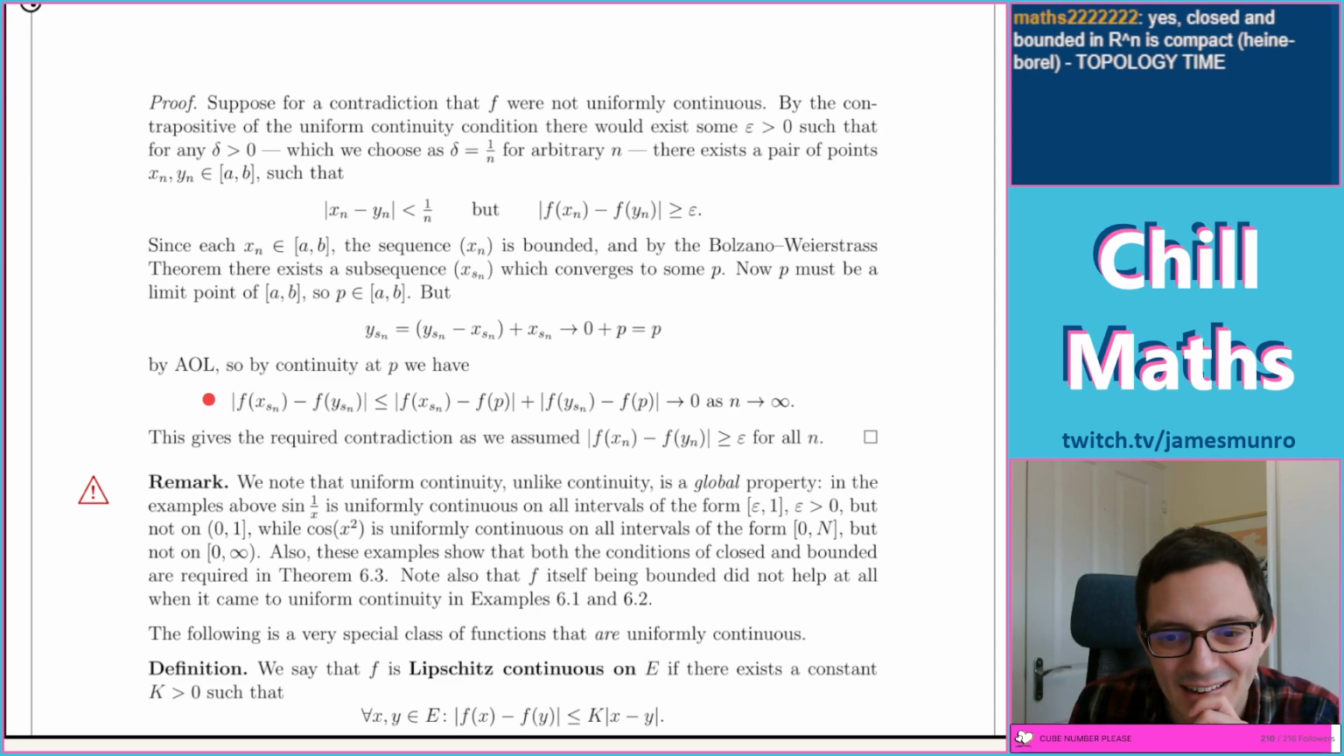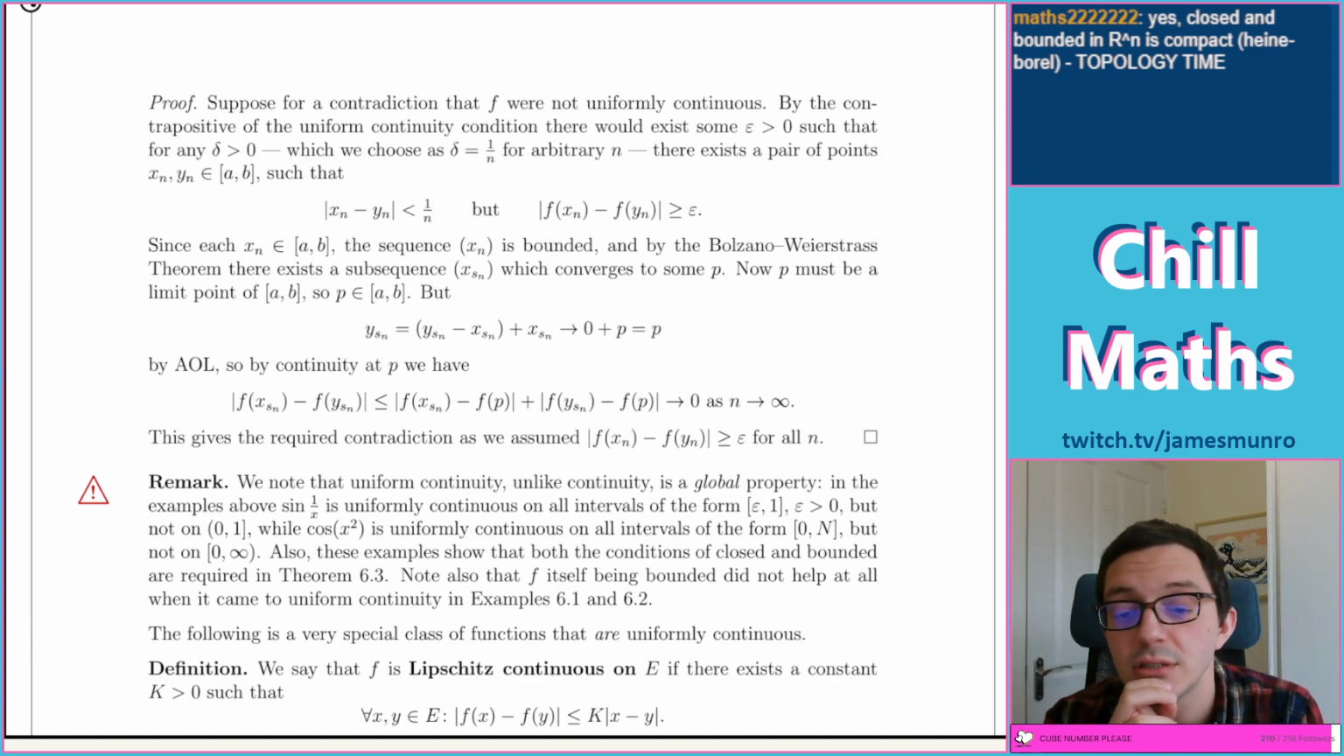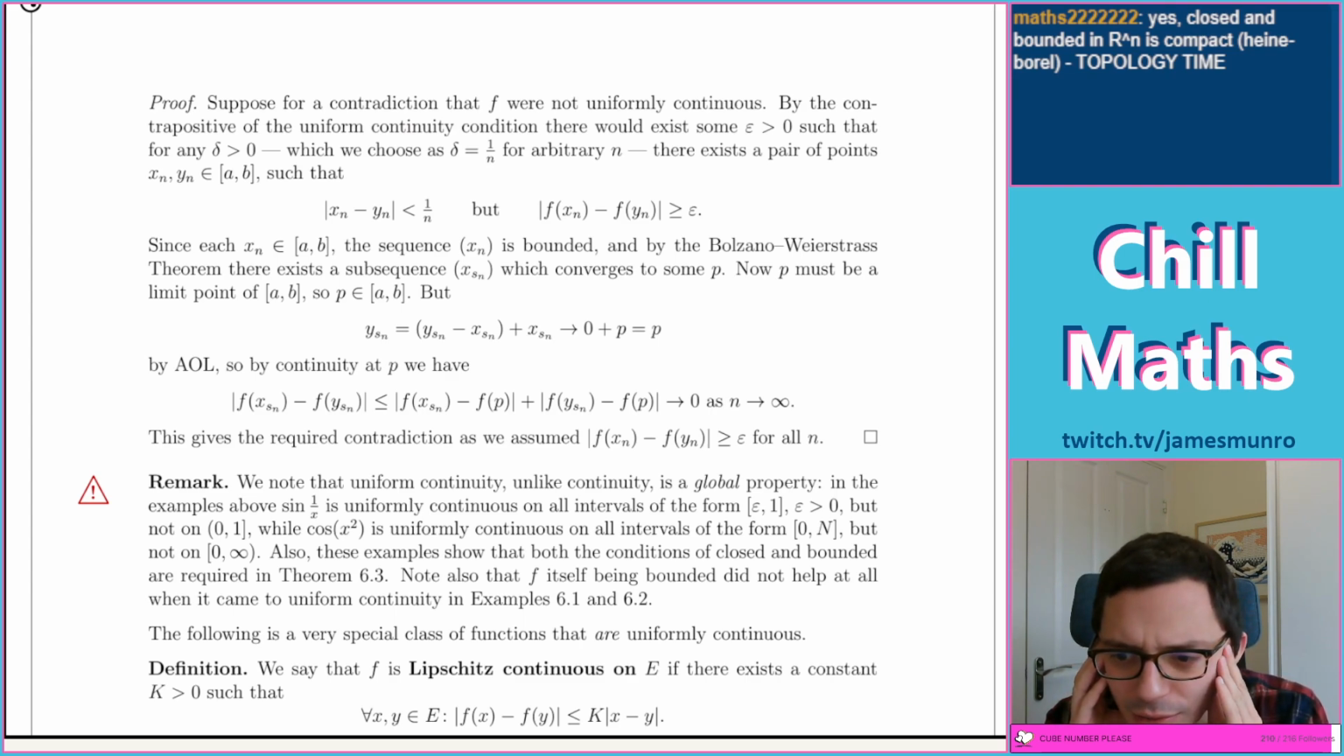It's fine. By continuity at P, algebra of limits, continuity at P we have, and now they're going to tell me that the values on the subsequence. Right, okay. There's a triangle inequality here. What's going on? What's going on?